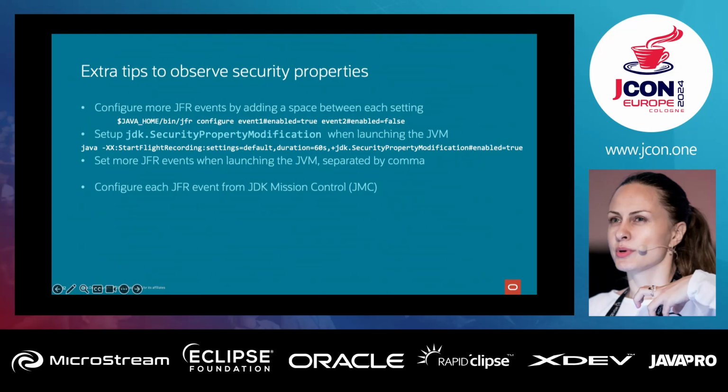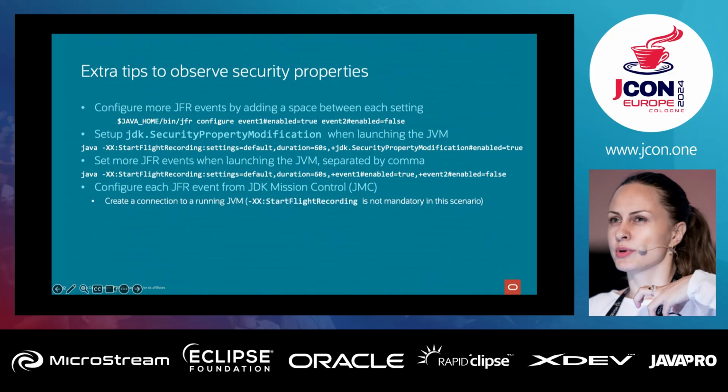You can set up JDK security property modification when launching the JVM. So if you don't want to use the JFR default configuration or the profile one, you can also do it when you start your application and you start your recording, and you just give the values with a plus. So all the time you just add a comma and a plus. You can set more JFR events when launching the JVM by adding more pluses.